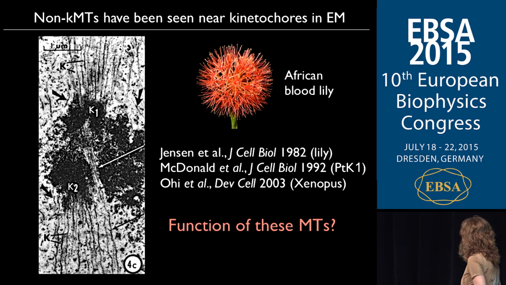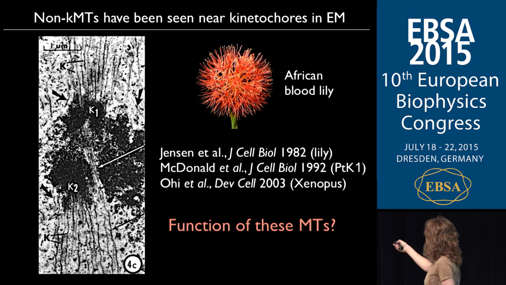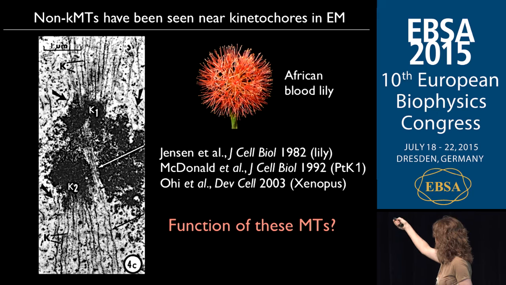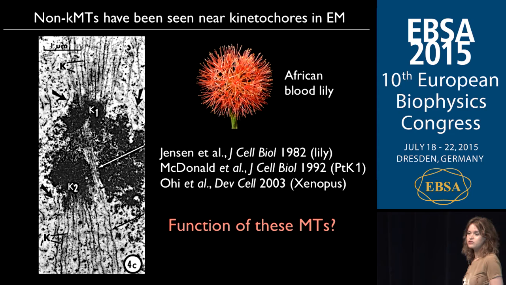We are not the only ones and not the first ones to see such microtubules at these places. Occasionally, these microtubules have been seen in electron micrographs of cells of different kinds. There are a couple of papers where people have shown these images during the last 30 years. This is an example from a blood lily cell. We see here two sister kinetochores. These are our well-known K fibers that end at the kinetochore. This is one K fiber, this is the other K fiber. And then there are these microtubules that pass in between and through the sister kinetochores. This has been seen, but no one has studied the function of these microtubules. It is not known currently whether they exist in all cells and what their function may be.